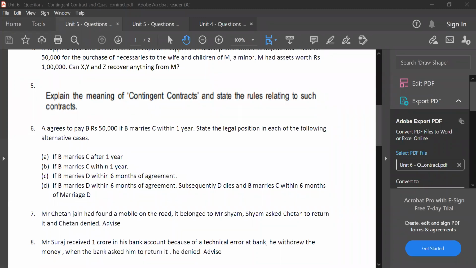Can we start discussing, guys? I'm getting the answers. This is the first one. This is a contingent contract. If B marries C after 1 year, is it valid? No. Read the contract. A agrees to pay B 50,000 if B marries C within 1 year. He is marrying after 1 year, therefore no.